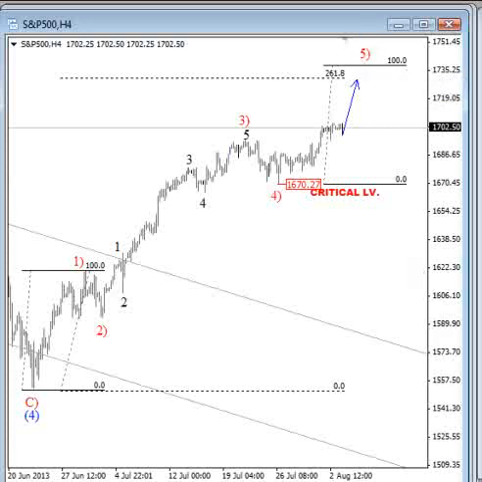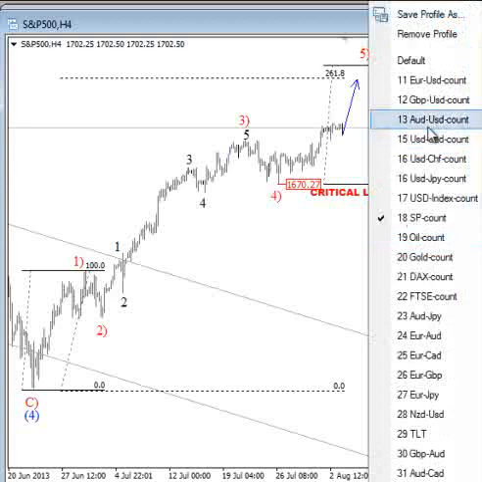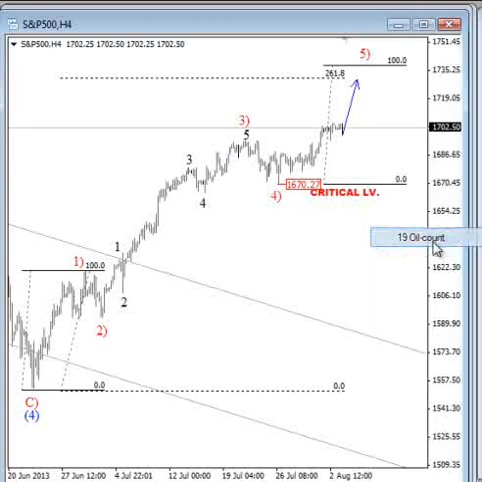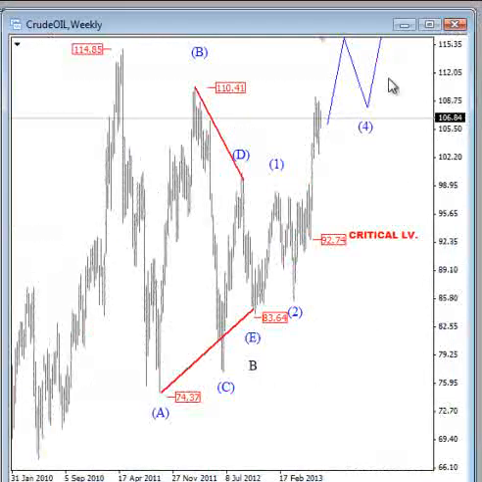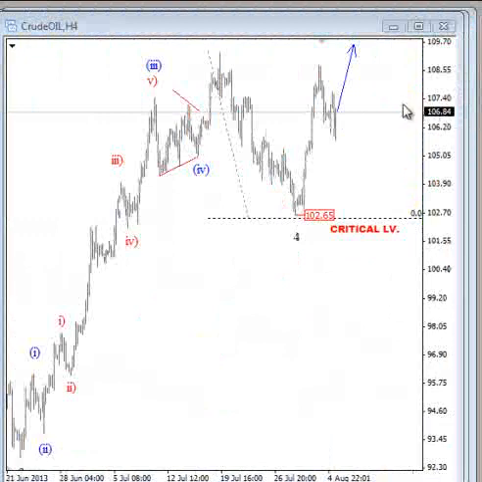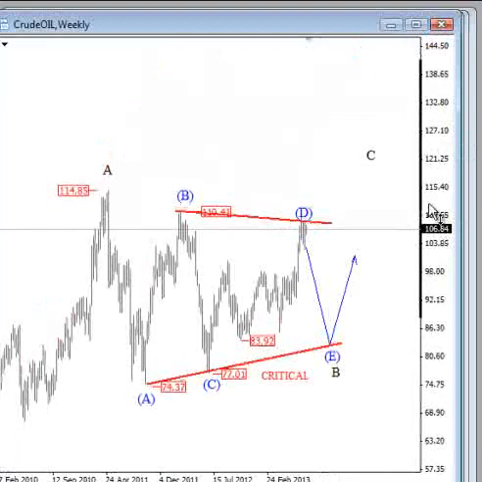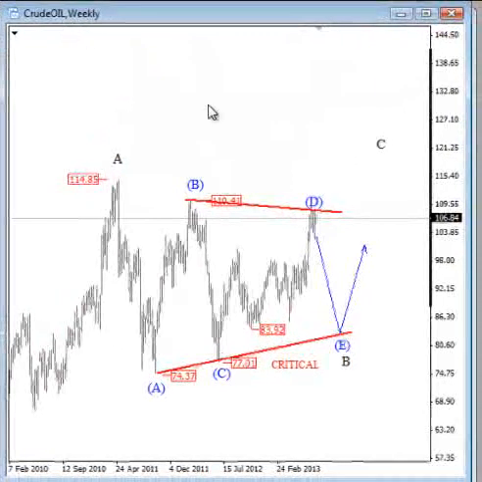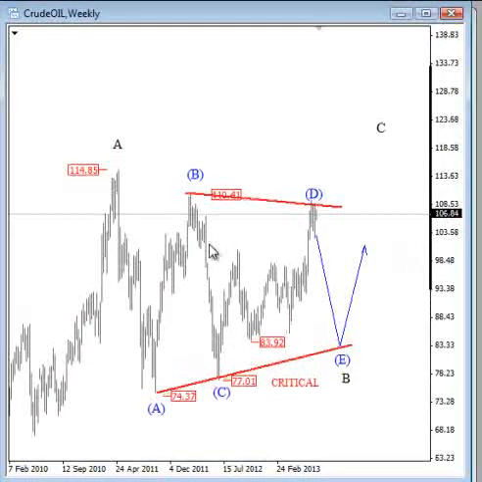And now let's take a look at crude oil. Here we have crude oil. That's our alternate count, we will discuss this later. Crude oil, let me show you this weekly chart. If you recall, we have been tracking this triangle for a while now, and are looking for a corrective move up here in wave D.